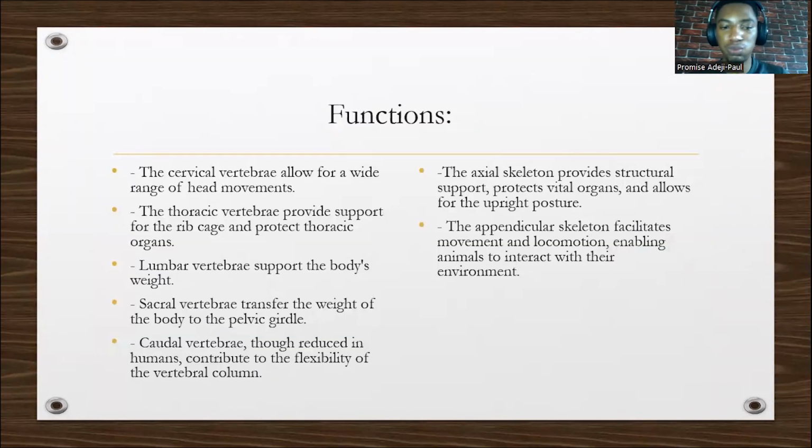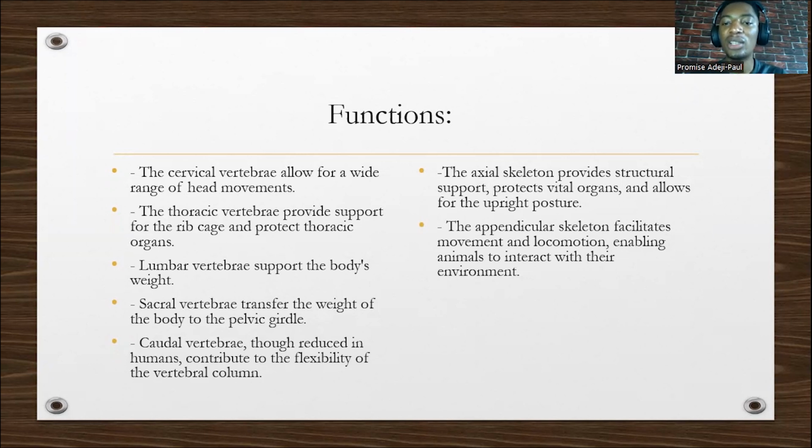So what are the functions of the vertebrae, bones, skeleton? Cervical vertebrae allow for a wide range of head movement. We said before that atlas is the bone that helps me do like this, while axis helps me do like this. The thoracic vertebrae, we said before, provide support for the ribcage, protecting internal organs. The lumbar vertebrae support the body weight, the reason why we can stand and sit effectively. The sacral vertebrae transfer those weights from the body to the pelvic girdle. The caudal vertebrae contribute to the flexibility of the vertebral column.